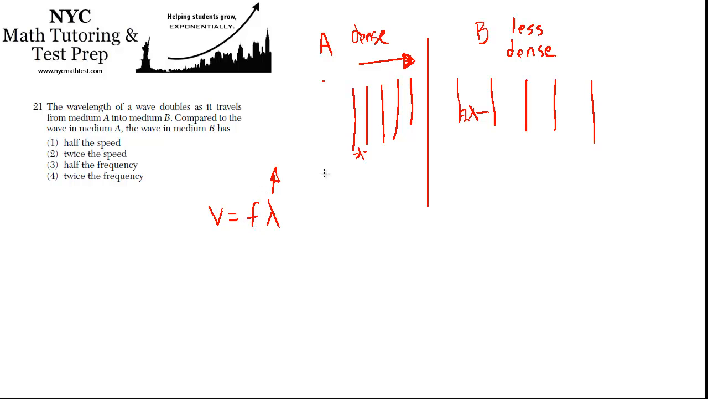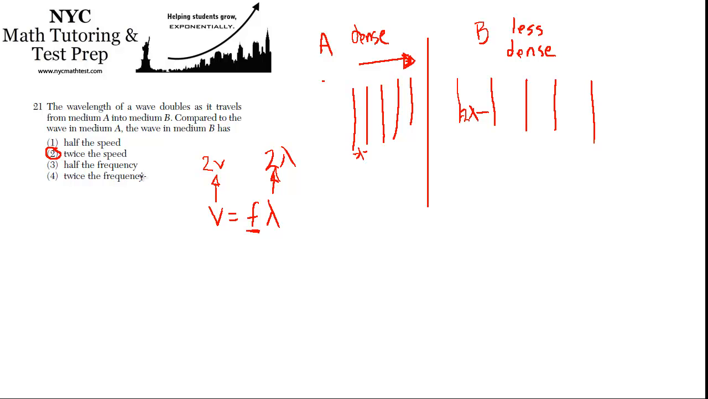Well, it turns out that as a wave goes from one medium to another, its frequency actually stays the same, so there's no impact to the frequency. That means these increases in the wavelength must be seen in increases to the velocity for this to still be algebraically true. So if this becomes 2 lambda, then this is going to become 2v. So twice the speed is the best choice.